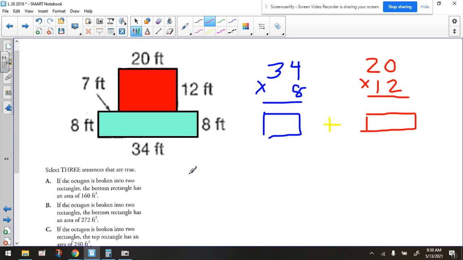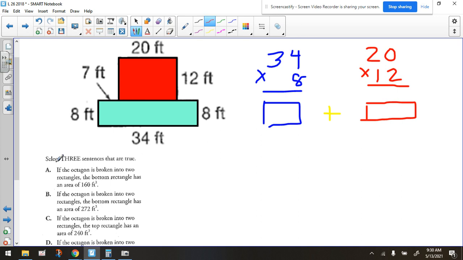So if we go through the choices, it says select 3 sentences that are true. A: If the octagon, and remember it's an octagon because it has 8 sides going around, is broken into 2 rectangles, the bottom rectangle has an area of 160. So when you found 34 times 8, did you get 160? If you did, put a T next to it. If you didn't, put an F for false next to it so you keep track.